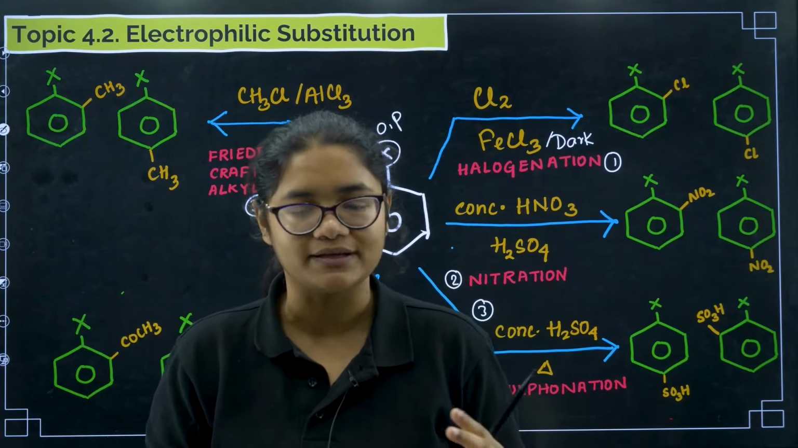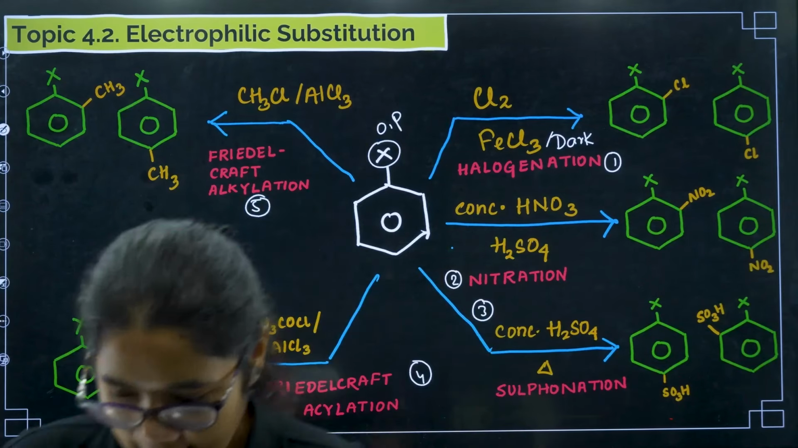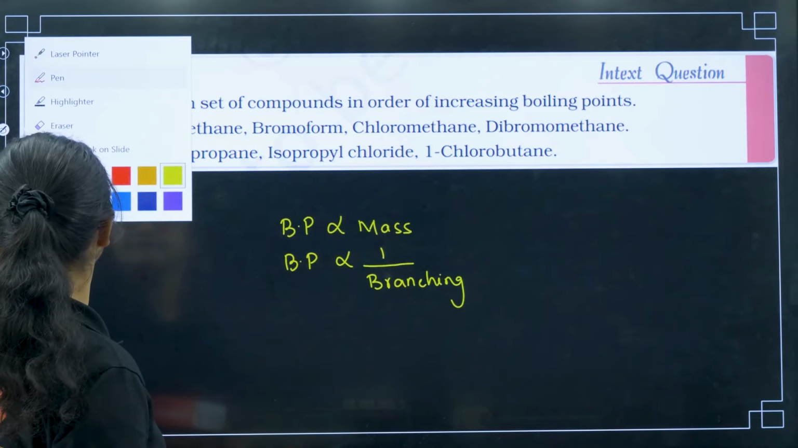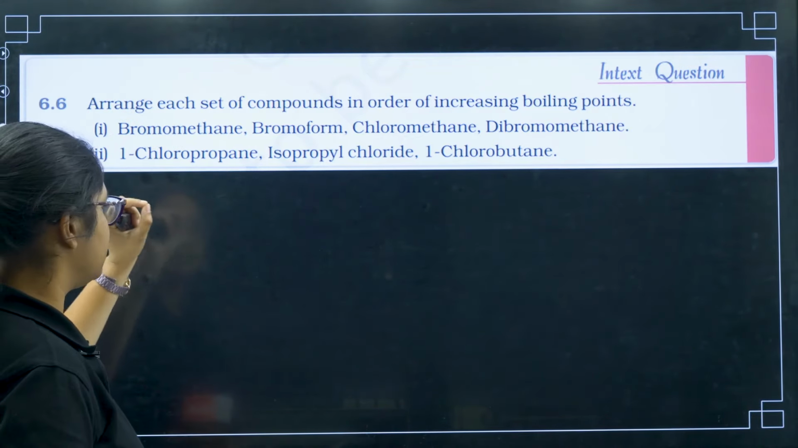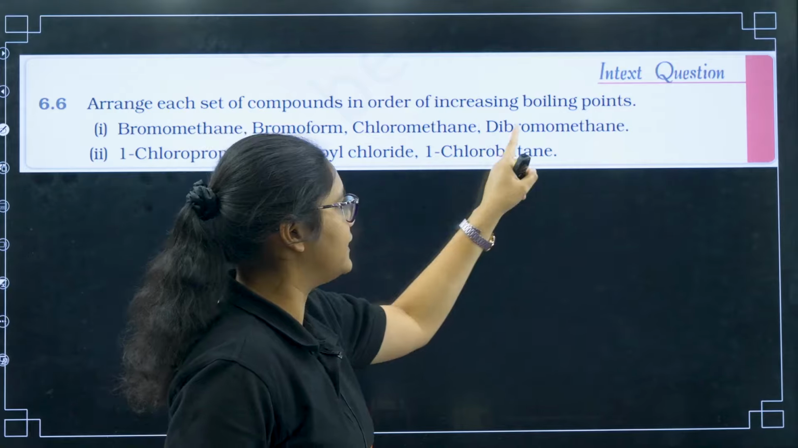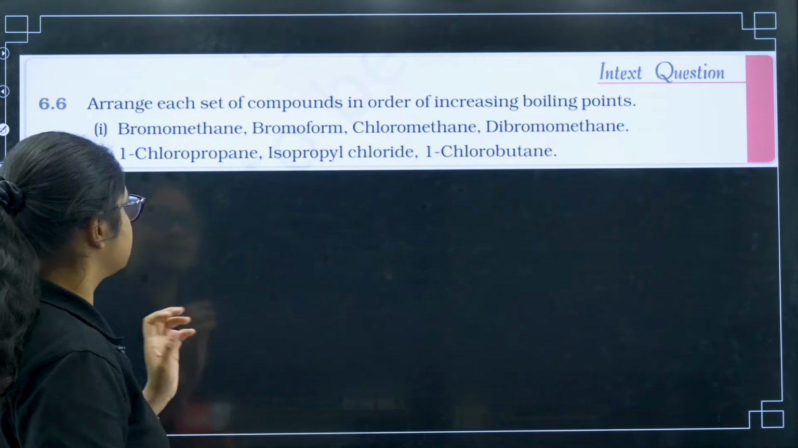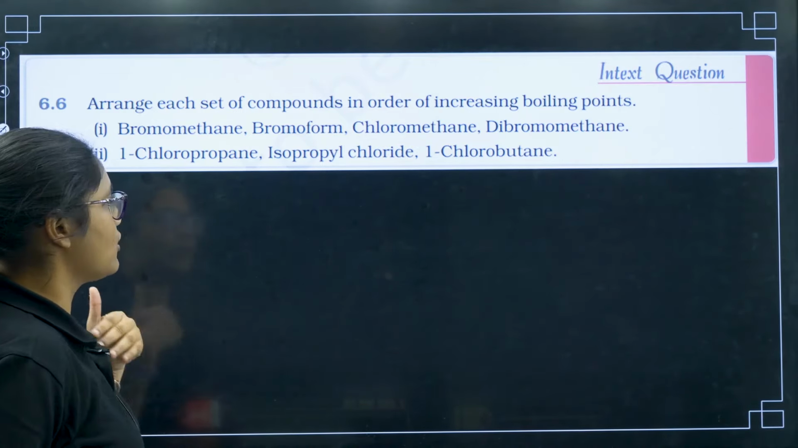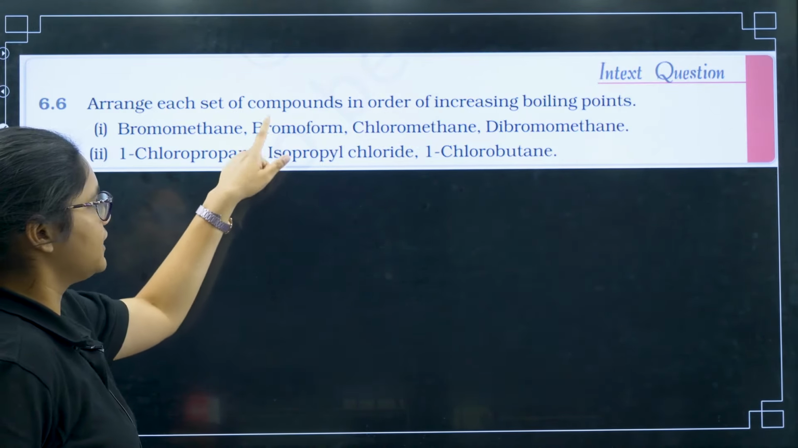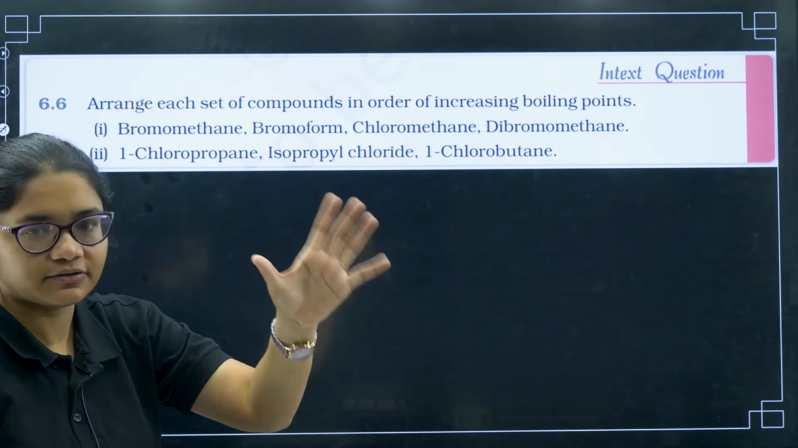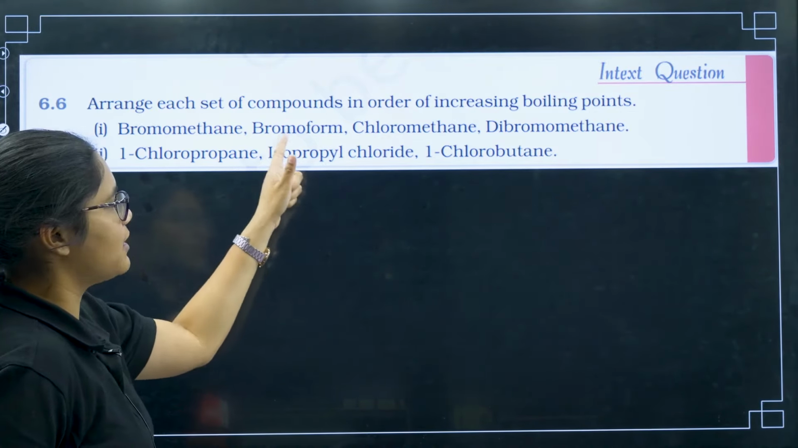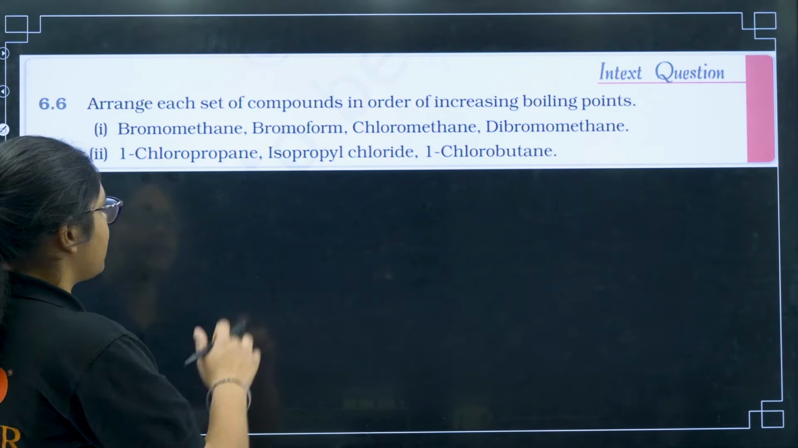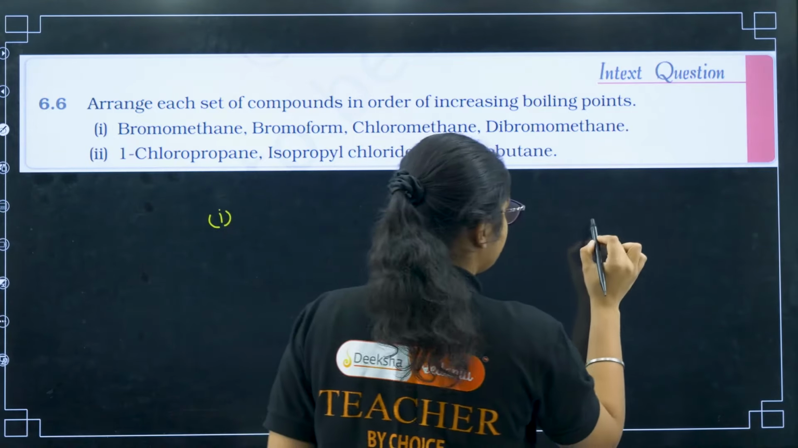Okay, so I brought you 20 questions. Let us start solving them. Now let us try this first question. You have bromoethane, bromoform, chloromethane and dibromomethane. First of all, you have one carbon in all of them, right? Now coming to bromine, here we have 3 bromines. Bromoform means CHBr3. You have 3 bromines, so definitely its mass will be high. Its boiling point will be highest because its mass is highest, right? So I can write for the first one, bromoform will be the maximum one.